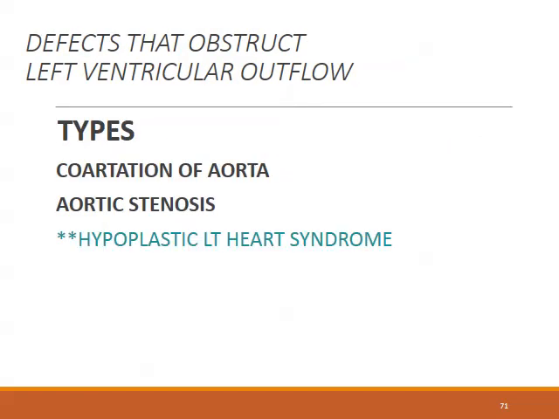Now, the different types would be coarctation of the aorta and aortic stenosis. There's also hypoplastic left heart syndrome. We're not going to talk about that, but you can read about it in your book.